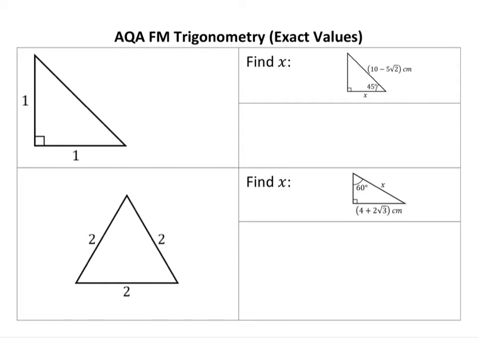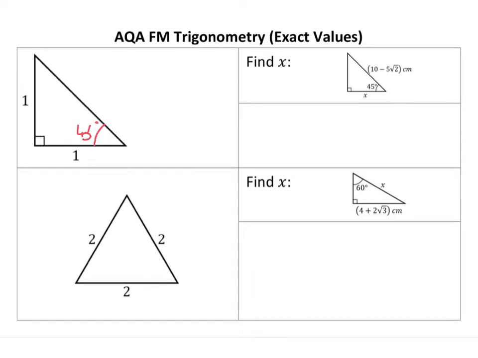Okay, now we've got a couple of triangles here, and I'm going to show you how to remember the exact values for trigonometry. Now, if you've done ordinary GCSE, you should know this already. If you've done IGCSE, this is not on that syllabus. So there you go. Now then, we've got an isosceles right angle triangle, so that's 45.